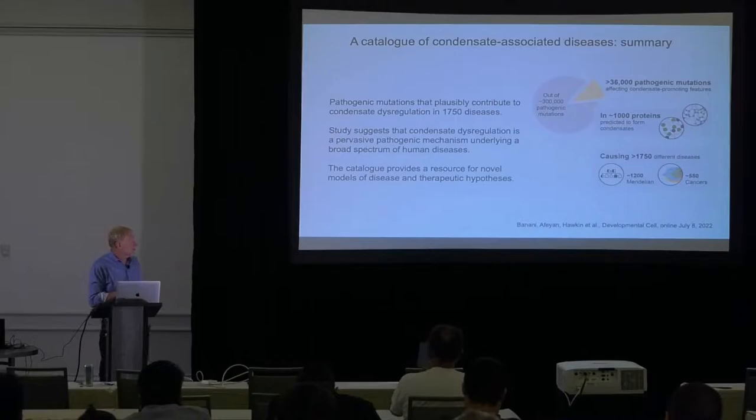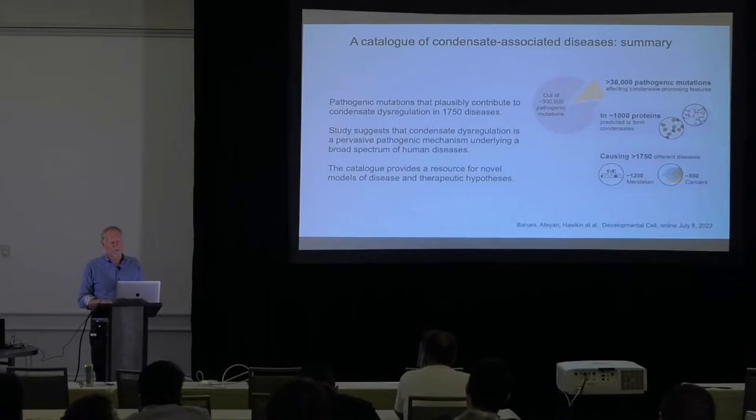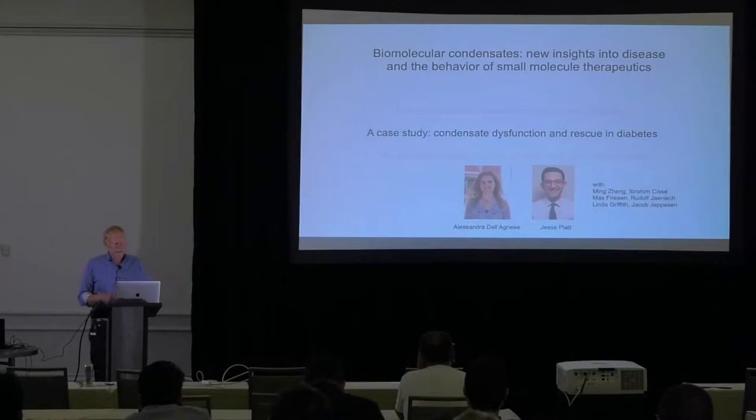Now, I think this is actually an underestimate of the fraction of pathogenic mutations that lead to condensate dysregulation. It doesn't include, for example, mutations in portions of proteins that have not necessarily been implicated in condensate formation, but that may regulate condensates or may incorporate themselves into condensates. And so I'm going to tell you a story of the latter case that was led by Alessandro Dolignesi and Jesse Platt, and again involves my colleague Ibrahim Cisse, as well as Rudolf Gainisch, Linda Griffith, and Jakob Jeppesen, who's the head of Novo Nordisk's diabetes R&D.